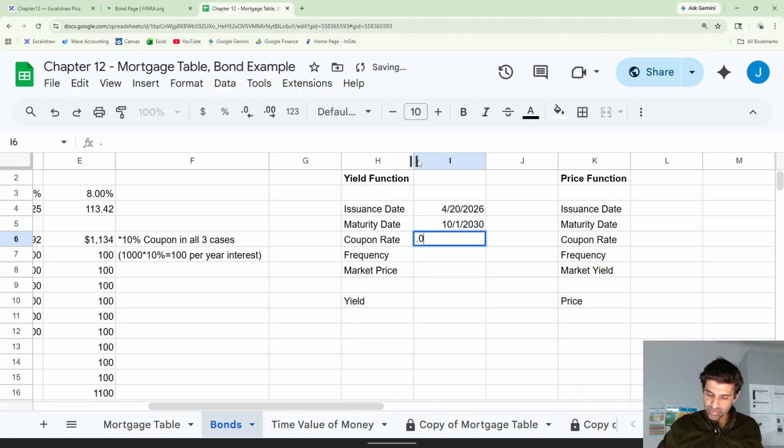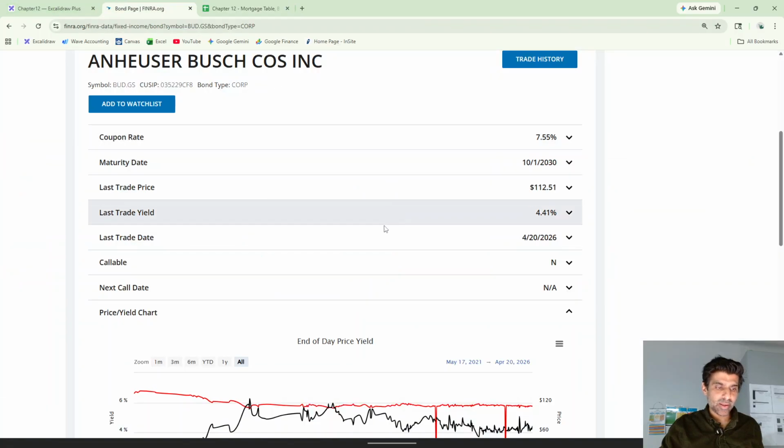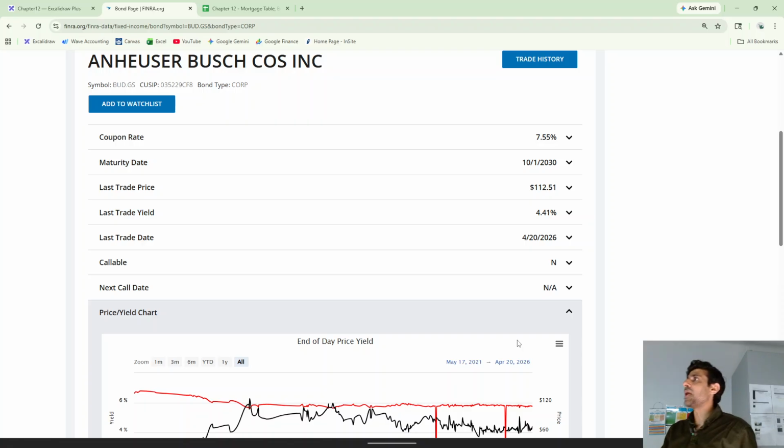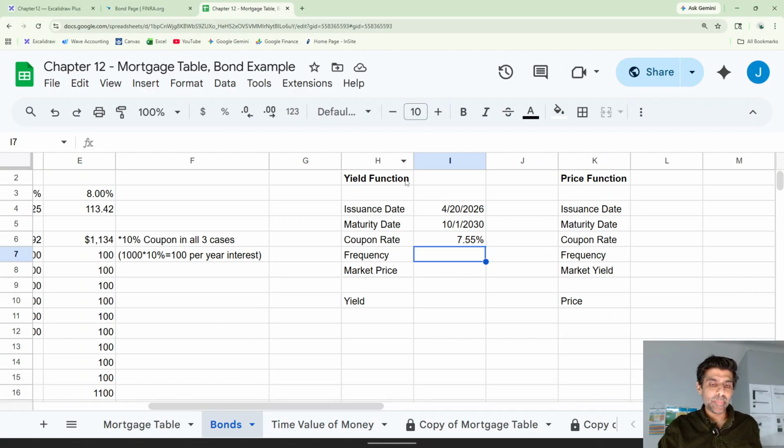The coupon rate is 7.55%. The frequency, this detail is not given here. This is the frequency of payment. Is it annual, semi-annual, quarterly? It doesn't make that big of a difference, so I'm just going to put 4, which means quarterly.